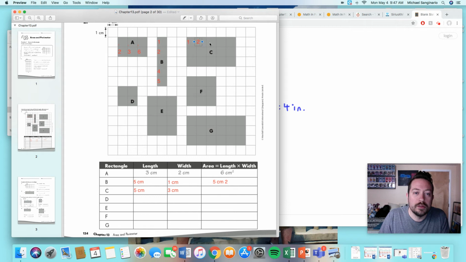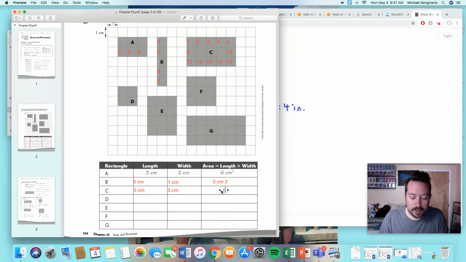1, 2, 3. There we go. 4. Computer's being very picky today. 5, 6. Let's see. 7. Oh, very small again. Not sure why. 8, 9, 10. Boy. 11, 12, 13, 14, and one more we know is going to be 15.